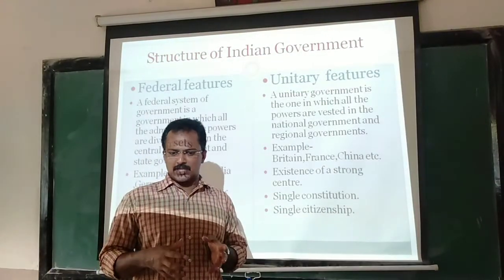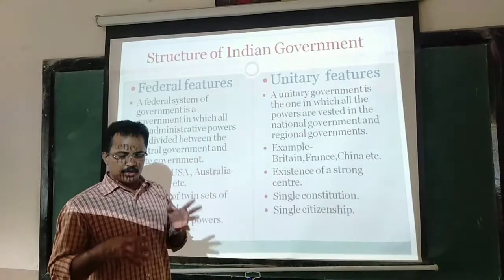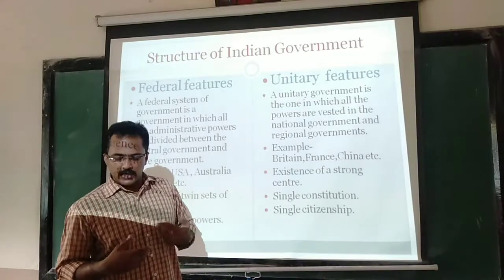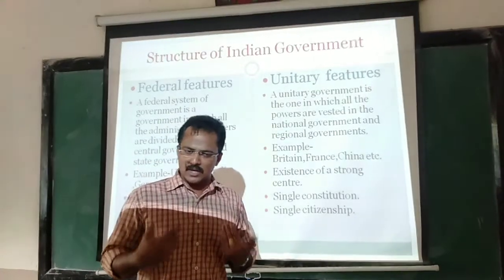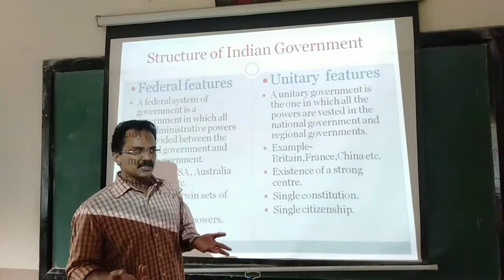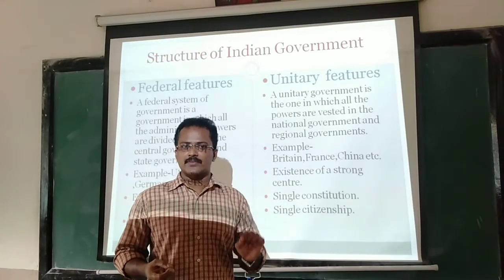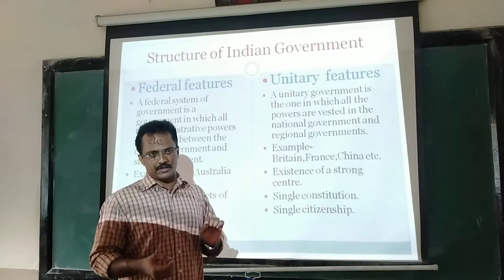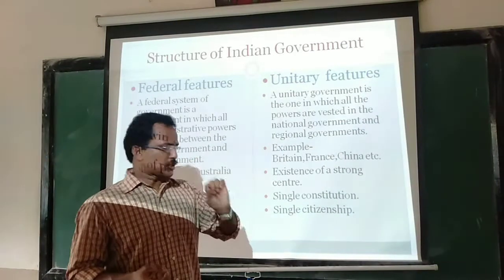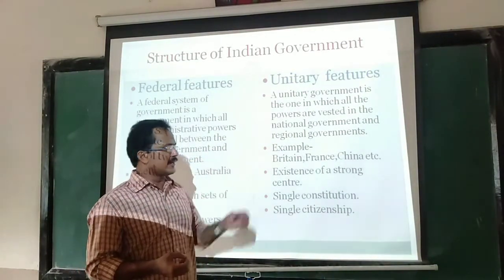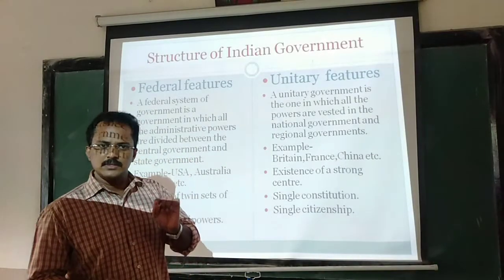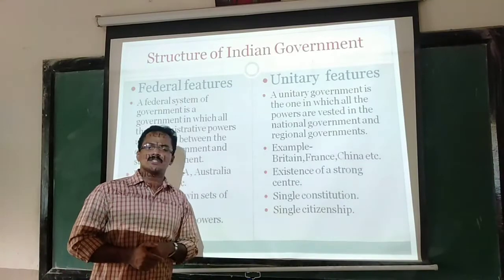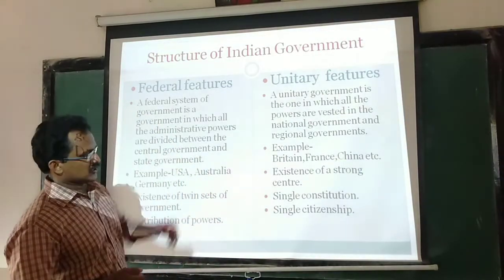If we are analyzing the Union Cabinet or Union Council of Ministers, we can see one defense minister, one external affairs minister, one railway minister. Such ministers are there. These ministers are not there in the state government. So all this shows that the central government is more powerful than state government. So existence of a strong center is the first unitary feature.